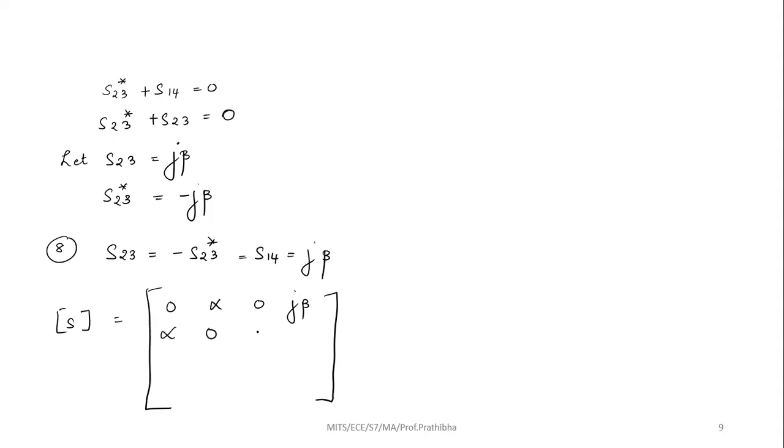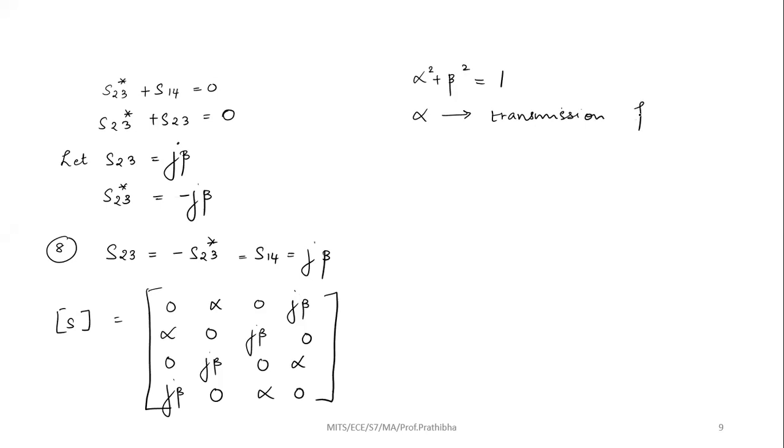So this will be alpha, this will be 0, this will be j beta, this will be 0, this is 0, this is j beta, this is 0, this is alpha, this is j beta, this is 0, this is alpha and 0. This is the S matrix of the directional coupler, where alpha square plus beta square is equal to 1. This is basically for the conservation of energy, and this alpha in microwave terms is called the transmission factor, and beta is called the coupling factor. So this is the derivation for the directional coupler that they are expecting in the examination.